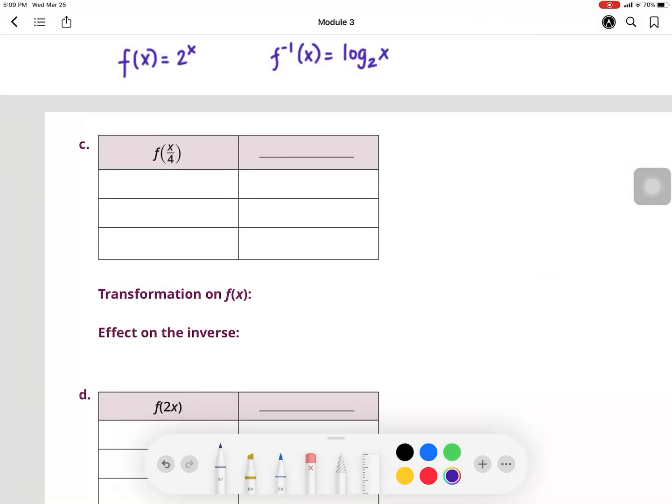Hey guys, so this is for horizontal dilation to fill out a table. The original function was f of x equals 2 to the x, and then of course the inverse would be log base 2 of x. When you see f of x over 4, the x over 4 is inside of the parentheses, so that means that that will be a horizontal dilation.